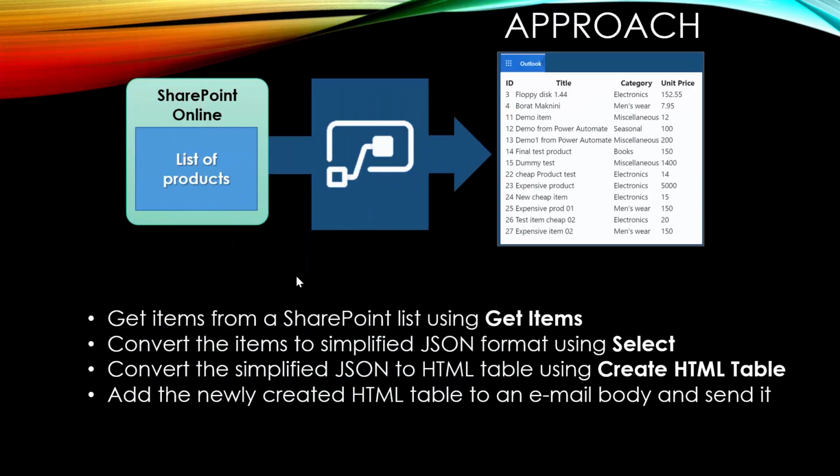This is our approach. We want to get items from a SharePoint list using getItems, something that everybody knows. Convert the items to a simplified JSON format using select. So basically, we get a complex JSON from here and convert it to something that matches this table. Then we use the create HTML table action to convert our JSON file to an HTML table, and finally we send it by email. Before we do anything, let's go to SharePoint and see our list.